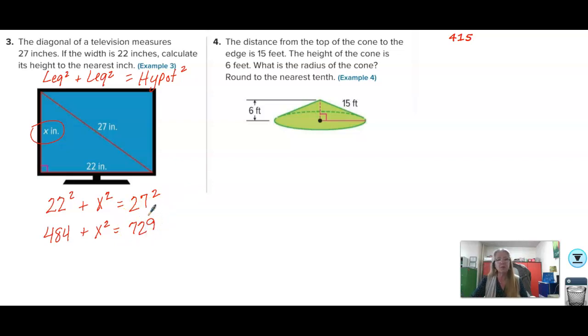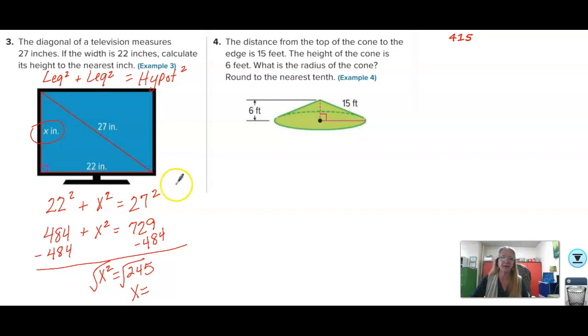Remember, when you're missing a leg, you have to do that extra step where you subtract this number from both sides so that you can get the side you don't know alone. So now I have x squared is equal to 729 minus 484 is 245. And then you would take the square root of both sides to get x is equal to, I'm not going to tell you the answer, but I will tell you this one rounds up. But you'll be able to figure it out.